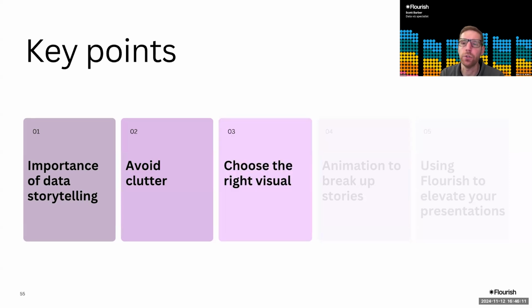And then we talked about choosing the right visual. We talked about avoiding jumping straight in and trying to build a complex chart for everything. Sometimes that's not necessary, but if we are using a chart, we talked about using the story point and the relationship to be the guide for what kind of chart we choose.